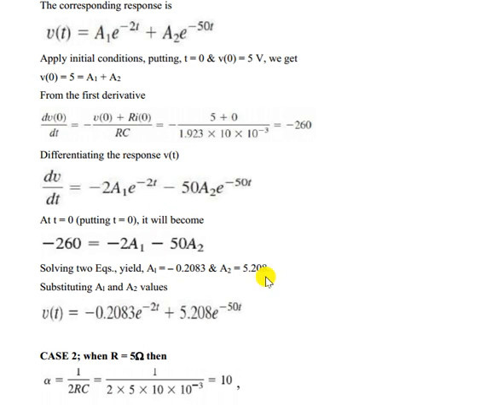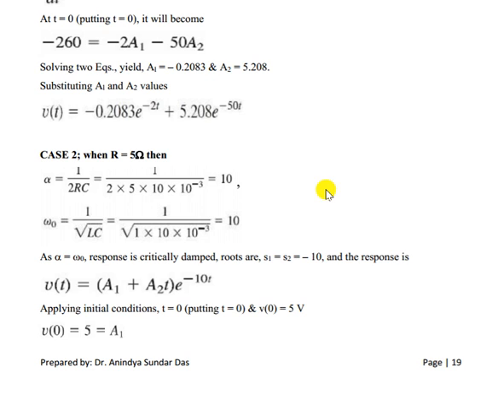After we get the a1 and a2 values, we can put them into this particular v(t) equation. So we get v(t) equal to a1, which is minus 0.20 e to the power minus 2t, where 2 is the first root value s1, plus 5.208 e to the minus 50t, where minus 50 is the second root value s2.